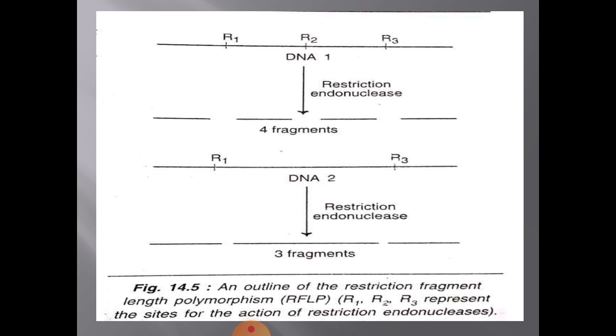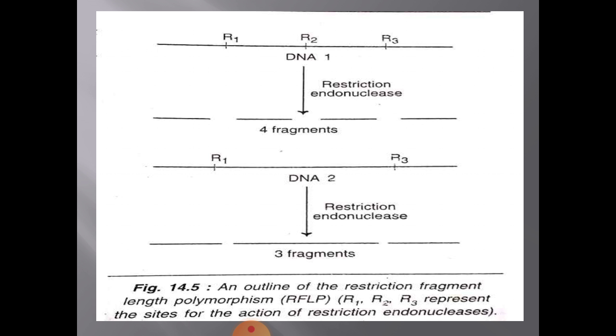The diagram explains an outline of RFLP. So what exactly does it tell us? Let us see. This is a DNA molecule. There are two DNA molecules, DNA 1 and DNA 2. You can make out in the diagram that DNA molecule 1 has three restriction sites, R1, R2 and R3.